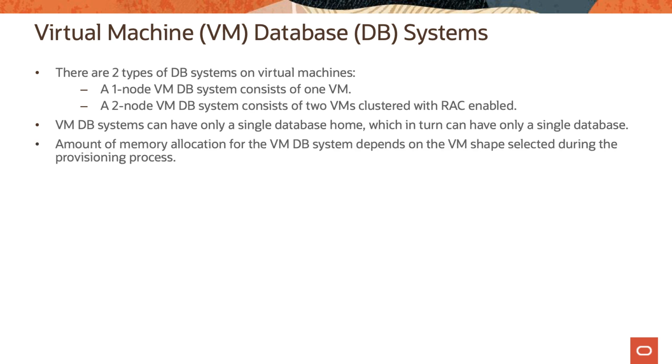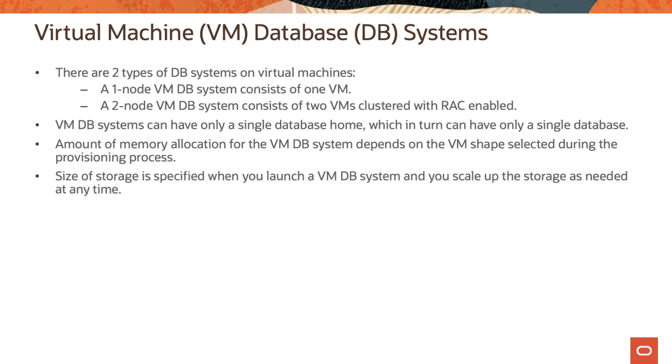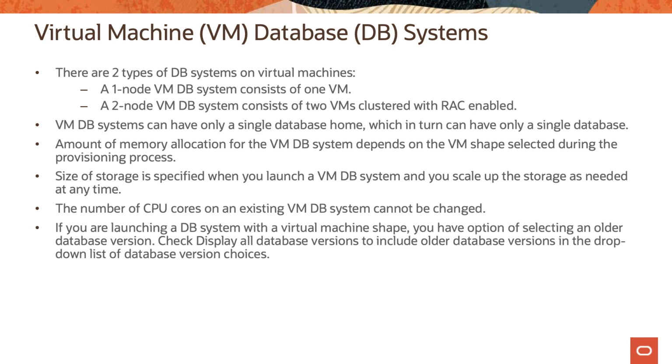The amount of memory allocation for the VM DB system depends on the VM shape selected during the provisioning process. The size of storage is specified when you launch a VM DB system, and you can scale up the storage as needed at any time. However, note that the number of CPU cores on an existing VM DB system cannot be changed at this time.